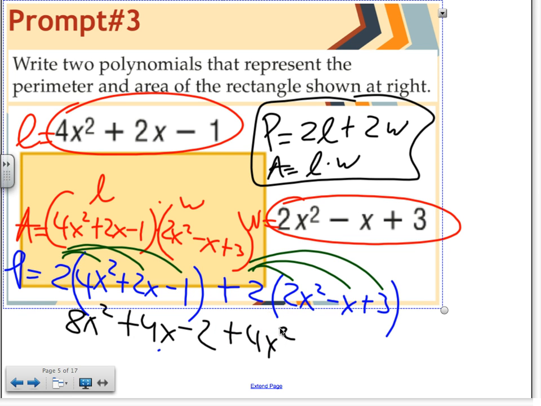Next, what is 2 times negative x? Negative 2x. And what is 2 times 3? 6. Well, positive 6, right? Yeah. Okay, you see that right there? Any questions yet? Okay, so it's a mess.